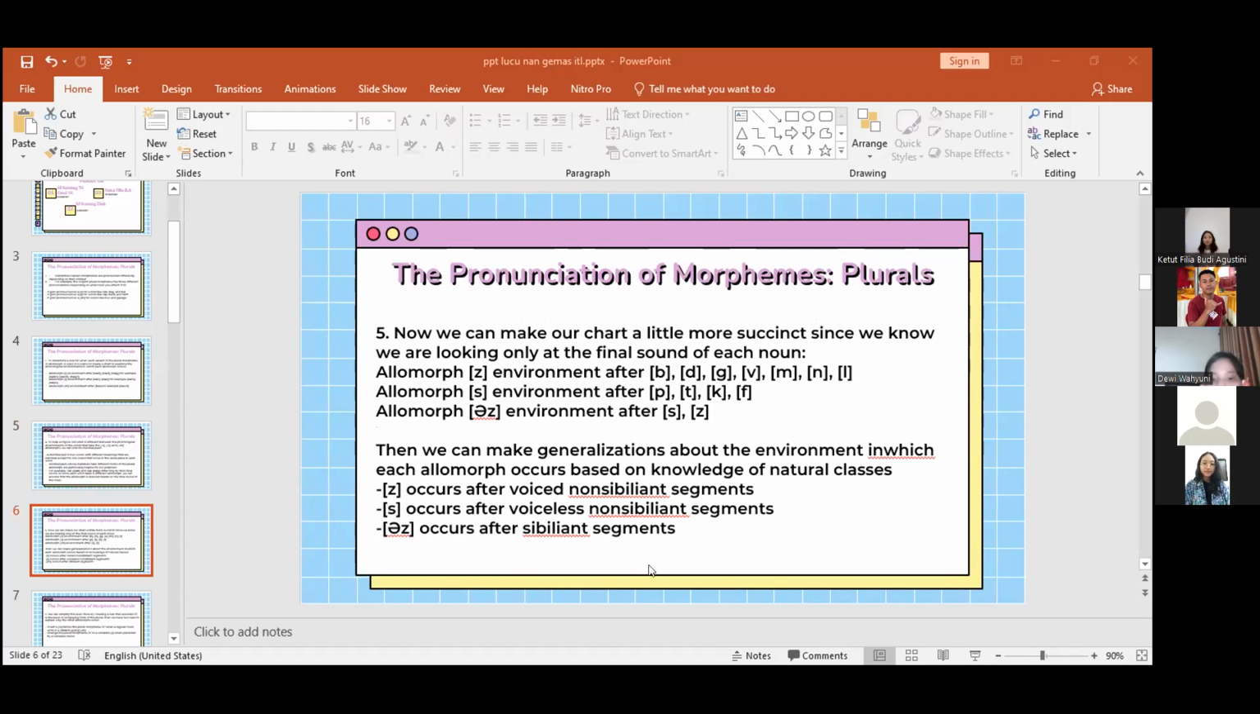Then we can make generalizations about the environment in which each allomorph occurs based on knowledge of natural classes. Z occurs after voiced non-sibilant segments. S occurs after voiceless non-sibilant segments. iz occurs after sibilant segments.